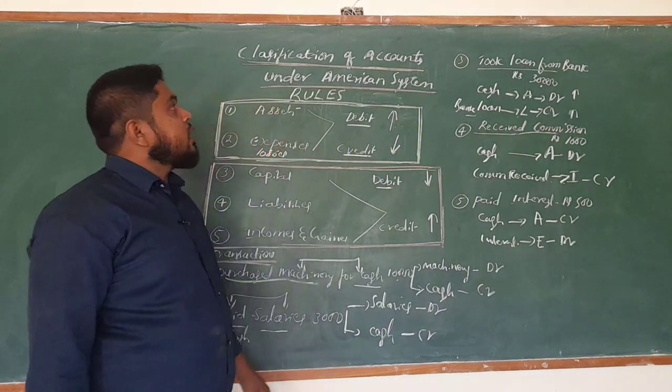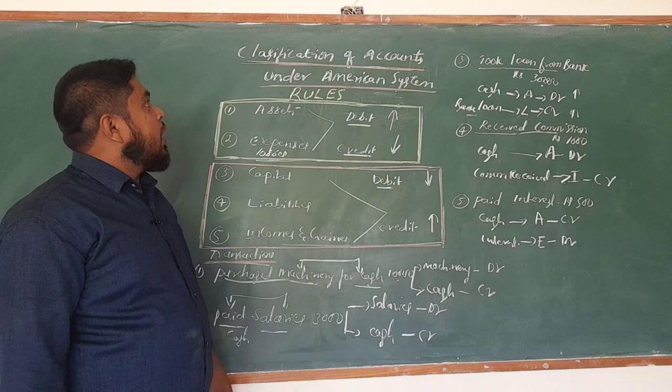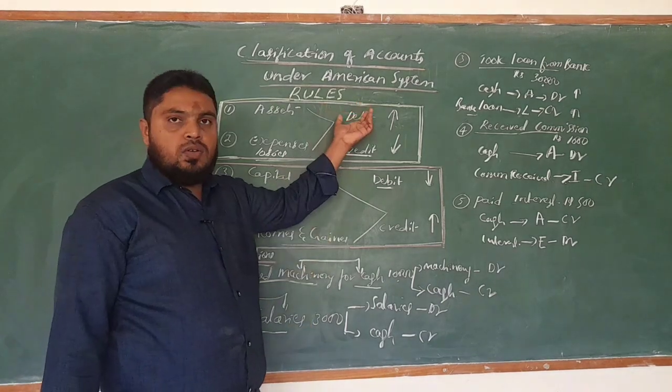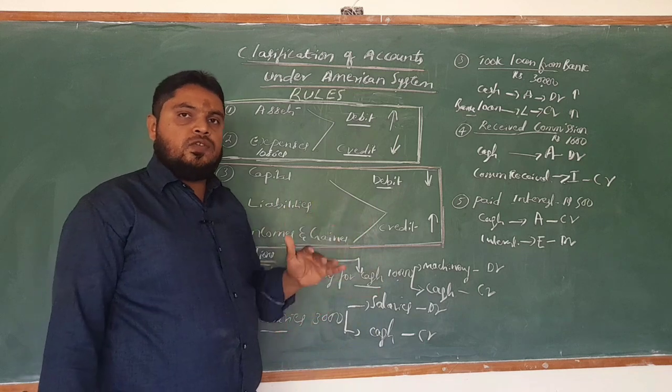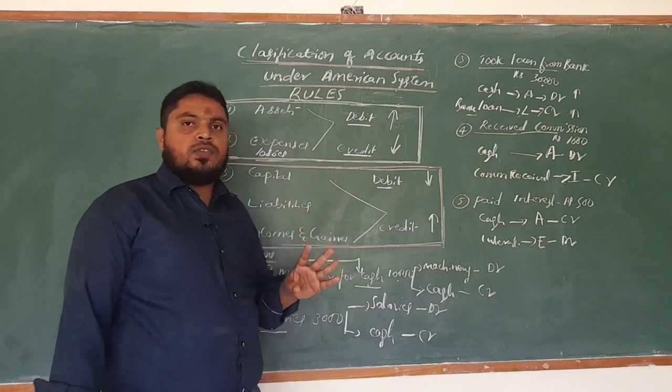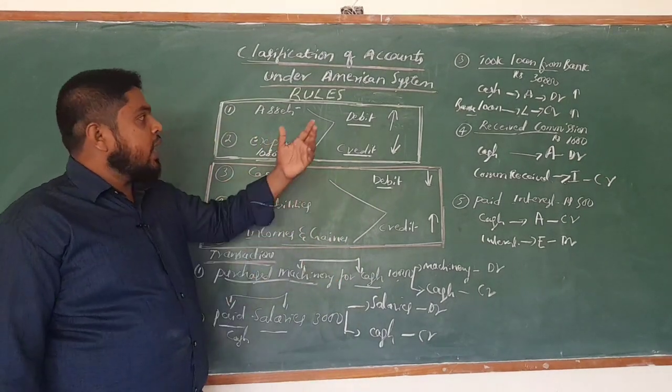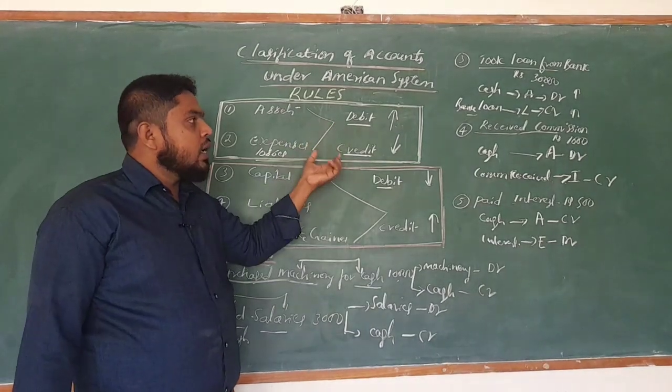So this is a simple way under the American system of accounting. Under the American system, the accounts are classified into 5 types, and there are debit and credit rules.